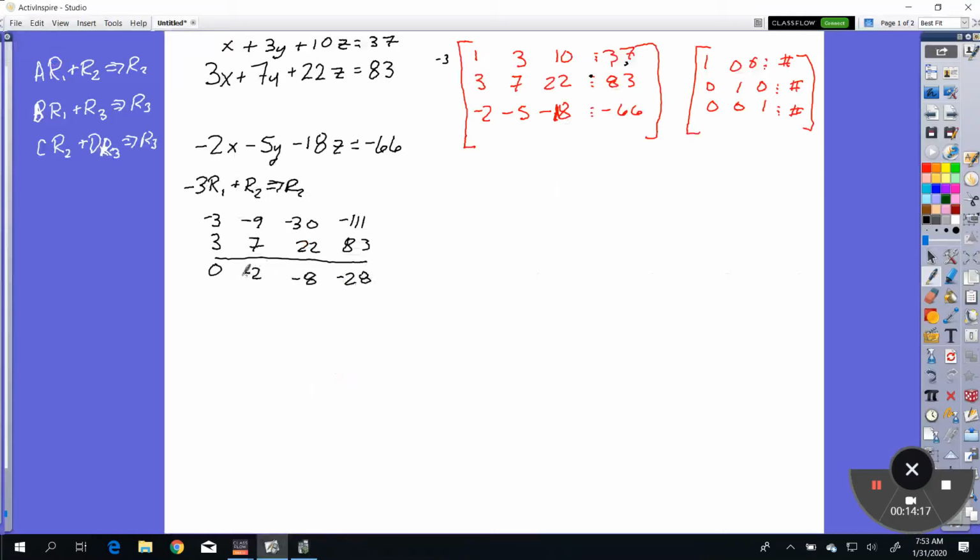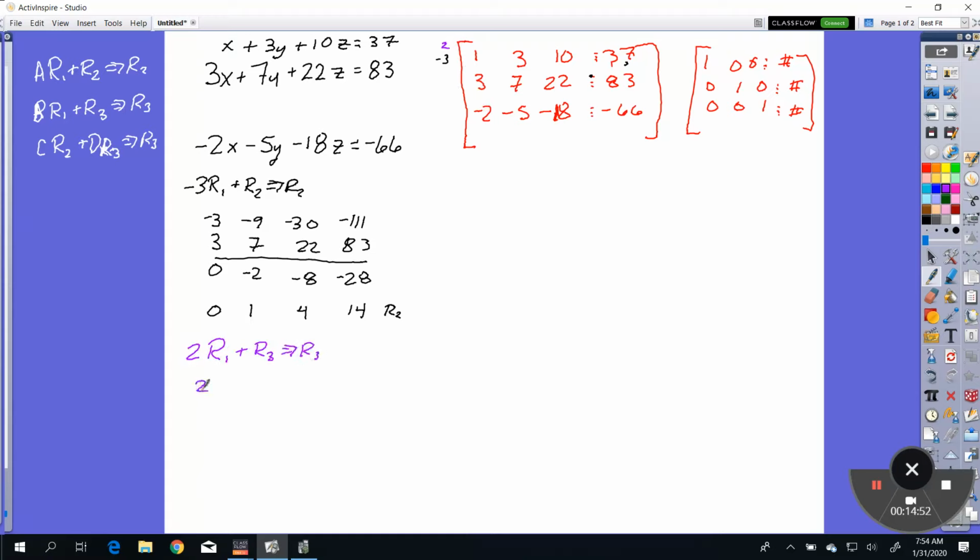Now anytime you see that they're all multiples of something, I can slip in a step right in here and just divide all of that by 2. By negative 2 if I wanted to. 0, 1, 4, 14. And that's going to be my new row 2. Okay. Now I need to make a new row 3. So I'm going to do that in a different color. I want this negative 2 to disappear, so I'm going to multiply all the top row by 2. So that's going to be 2 times row 1 plus row 3, and it's going to make a new row 3.